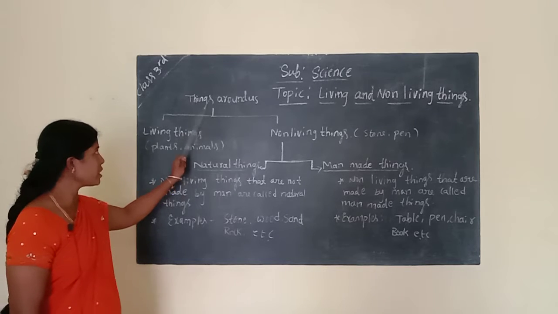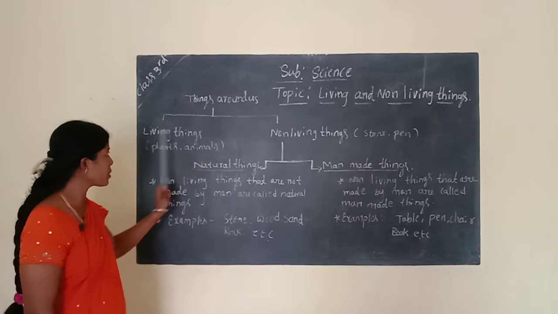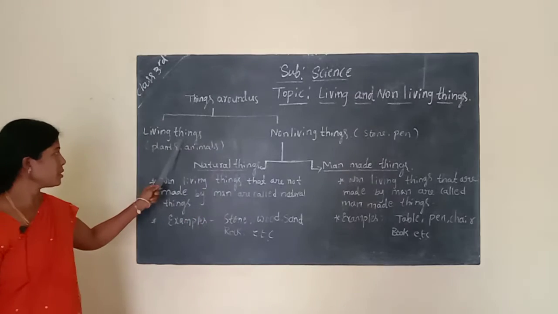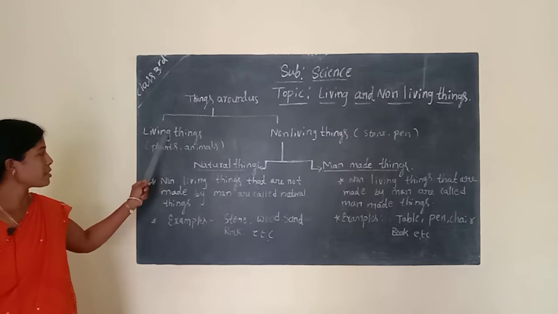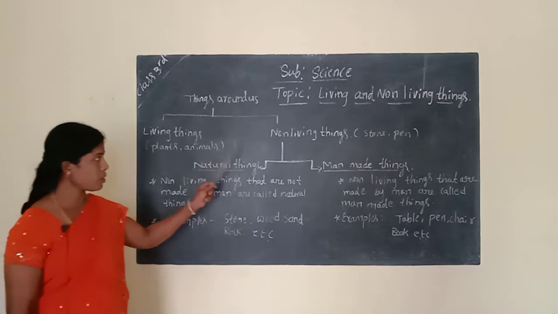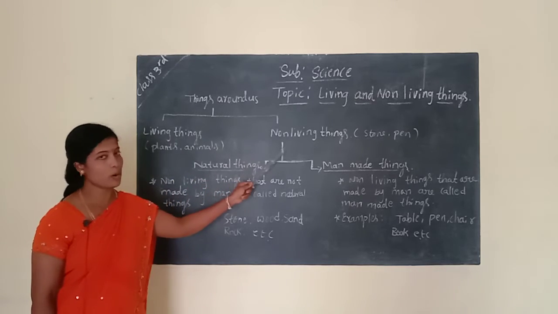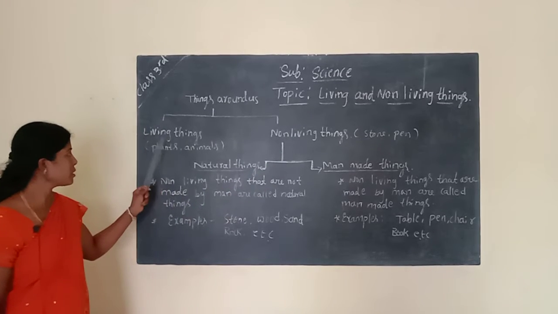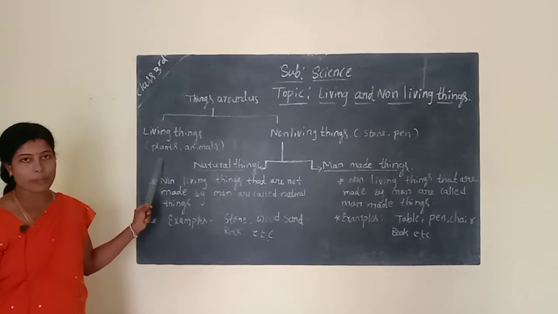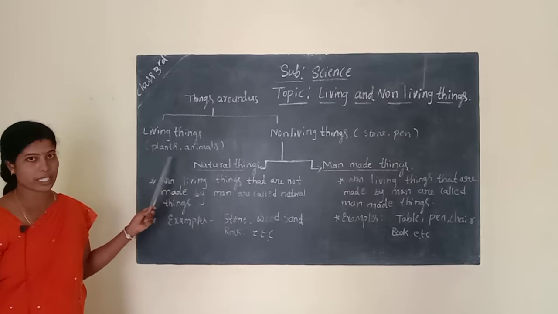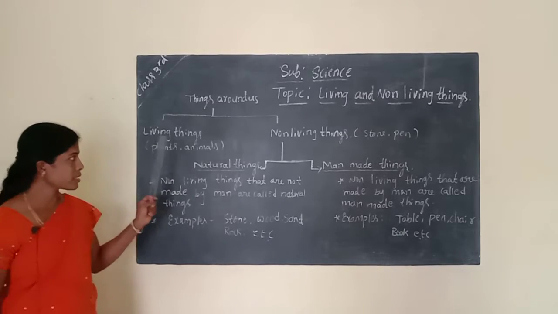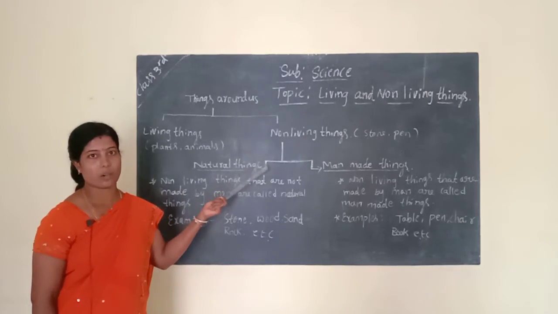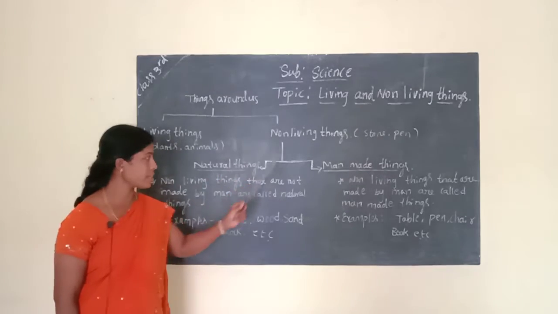We can classify these things into two groups. They are living things and non-living things. Living things means the things which have life in them are called living things. Non-living things means the things which do not have life in them are called non-living things. For example, for living things, all plants, animals, birds, insects come under the living things. Stone, pen, pencil, hill, rocks, these are all the non-living things.